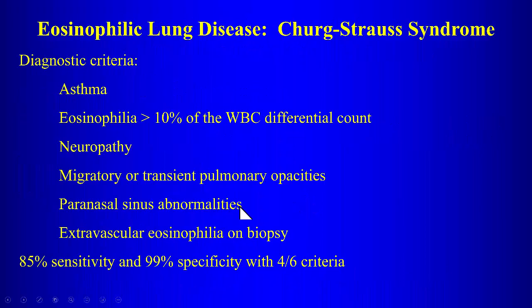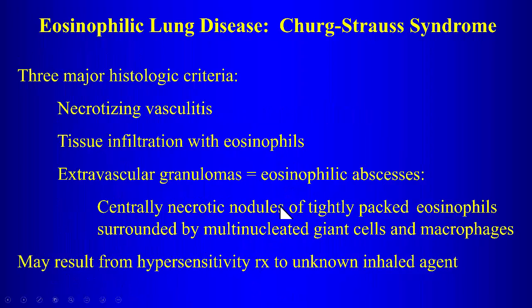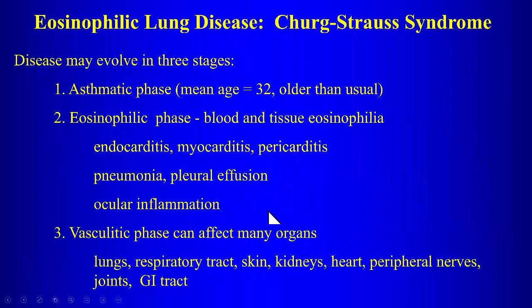There are diagnostic criteria for it, so I've given that to you in your handout. With 4 of 6 criteria, 85% sensitivity, 99% specificity. So we can have necrotizing vasculitis, tissue infiltration with eosinophils, so-called extravascular granulomas or eosinophilic abscesses, because on pathology you have these centrally necrotic nodules of tightly packed eosinophils. This may result from hypersensitivity reaction to some inhaled agent.